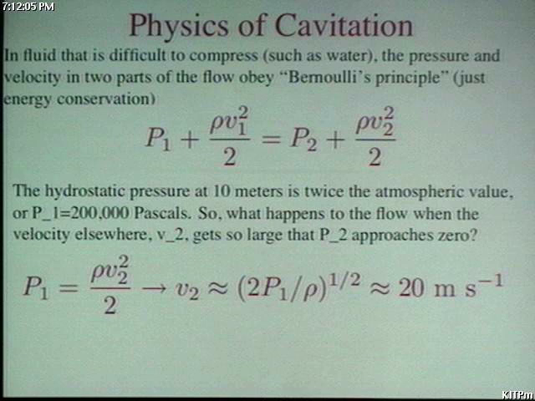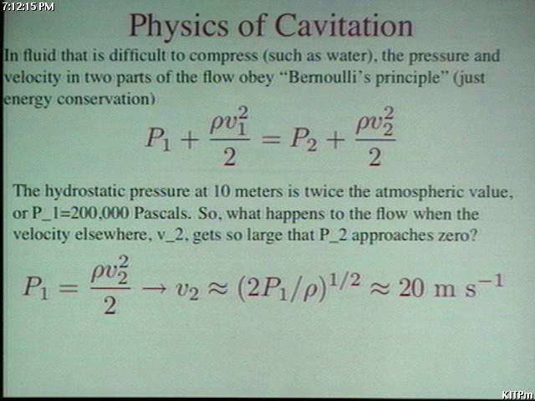Predicting the exact number here is difficult, but the clear prediction from this is that if I go to larger depths, the pressure is much, much higher. And if the pressure is much, much higher, I have to have a higher velocity jet. And that shrimp, with its claw, probably can't get cavitation to occur.